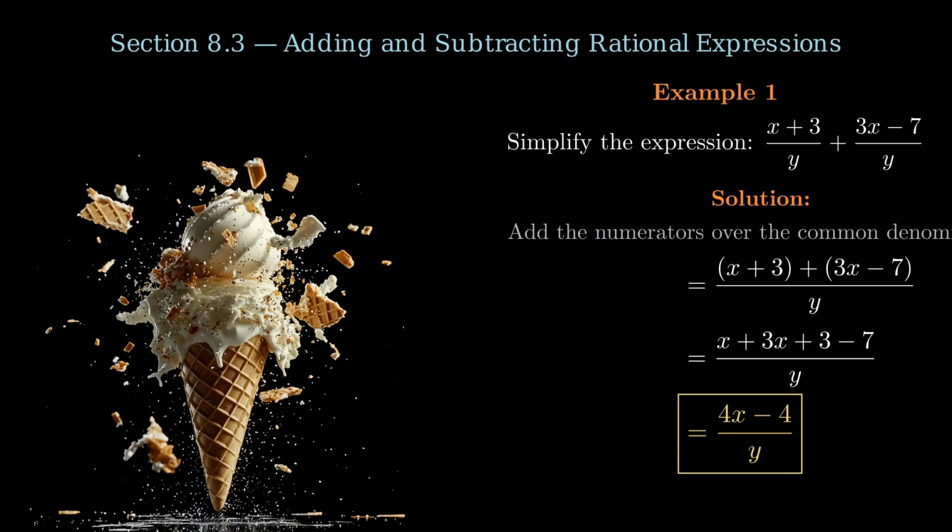Next, combine the like terms in the numerator. x plus 3x equals 4x and 3 minus 7 equals negative 4. This gives us our final simplified answer for x minus 4 over y.